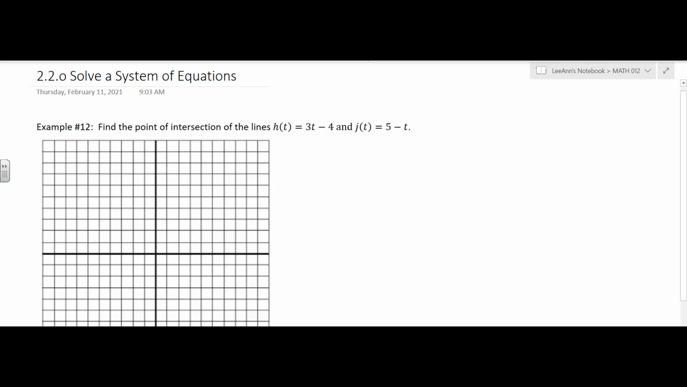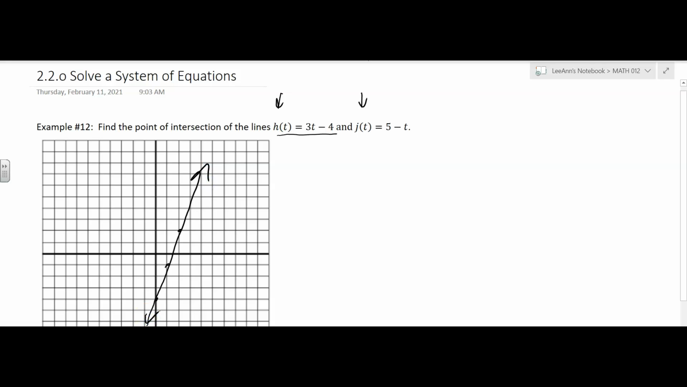Okay, so they give us two equations, h of t and j of t, two functions. And they ask us to find the point of intersection of those lines. And that's what we mean by solving a system of equations. Okay, so I'm going to graph this first line. It has an intercept of -4 and a slope of 3. So it looks like the line is kind of going like that.